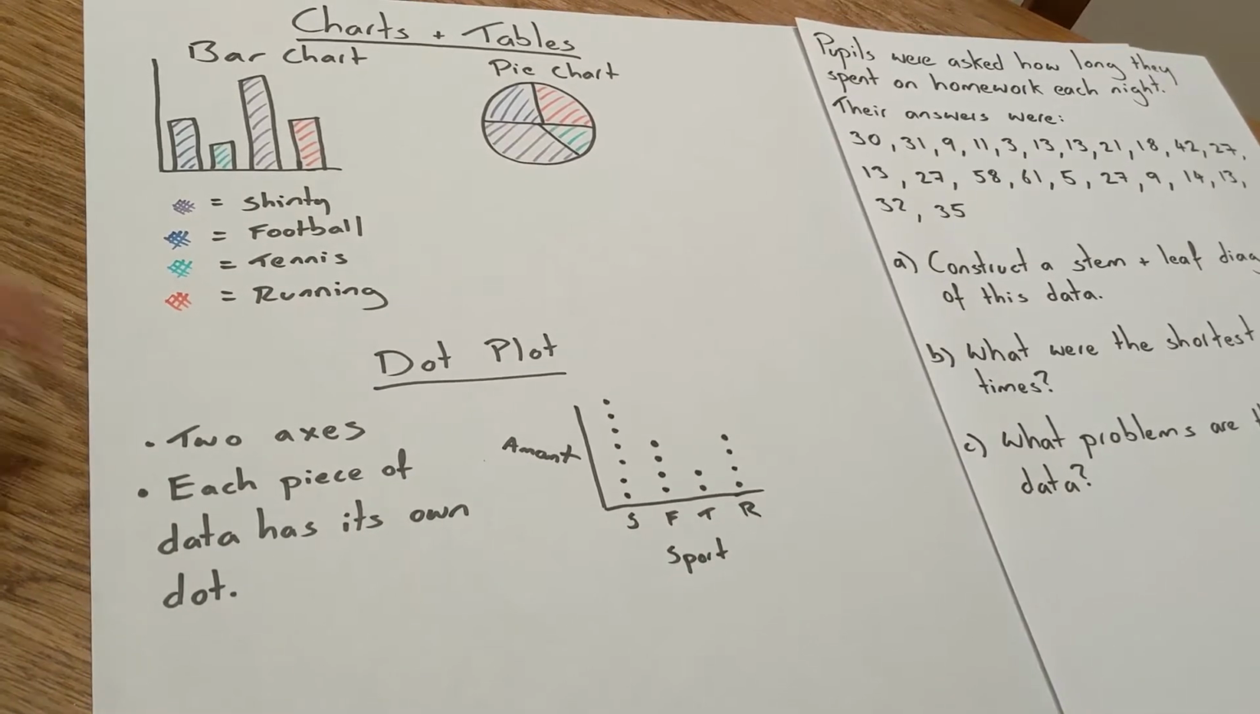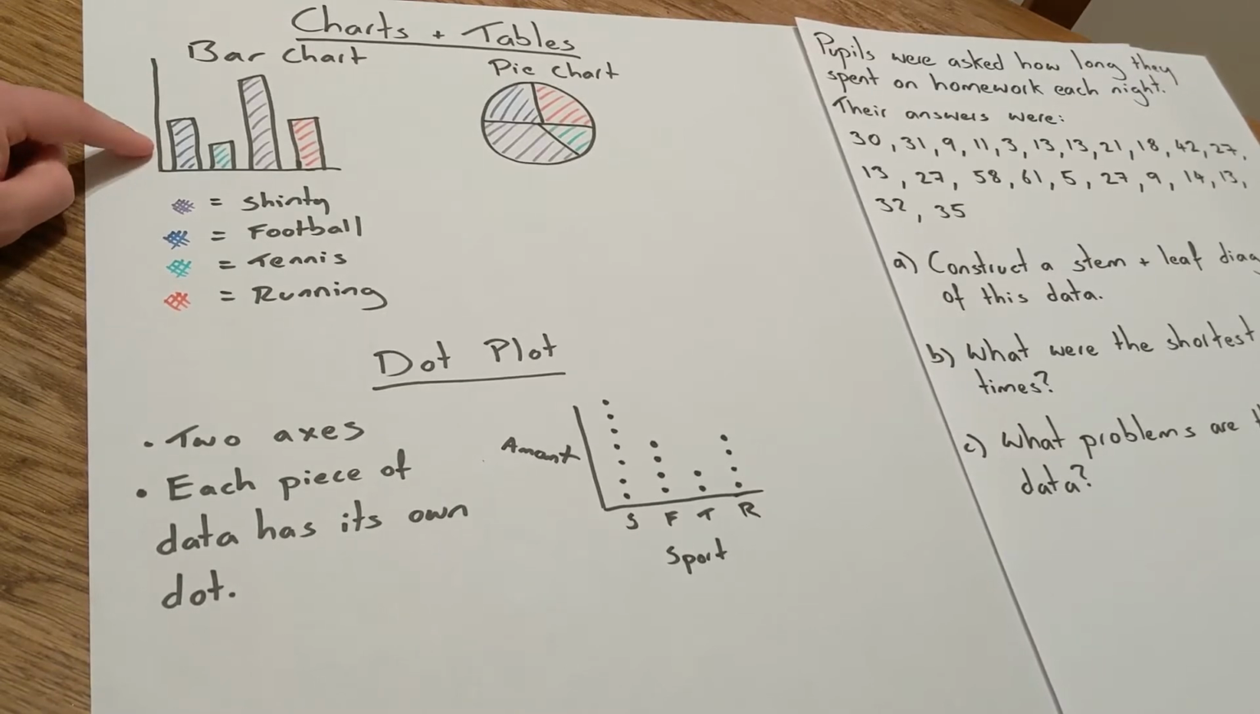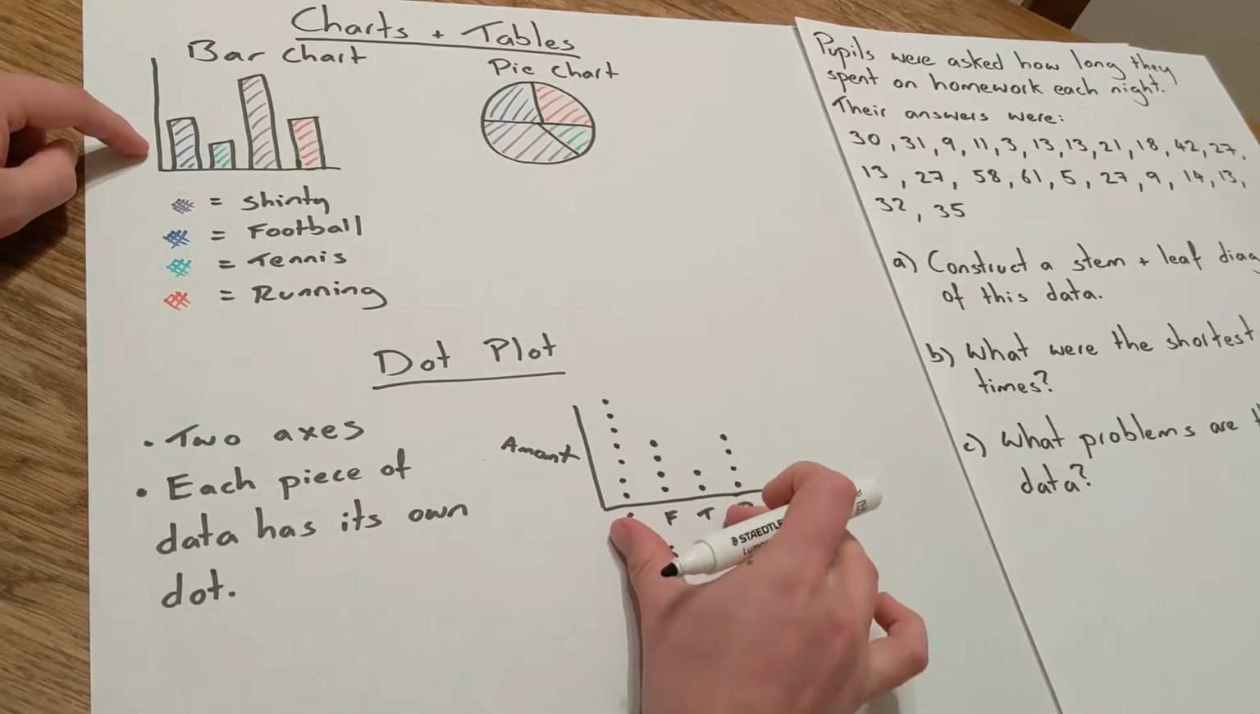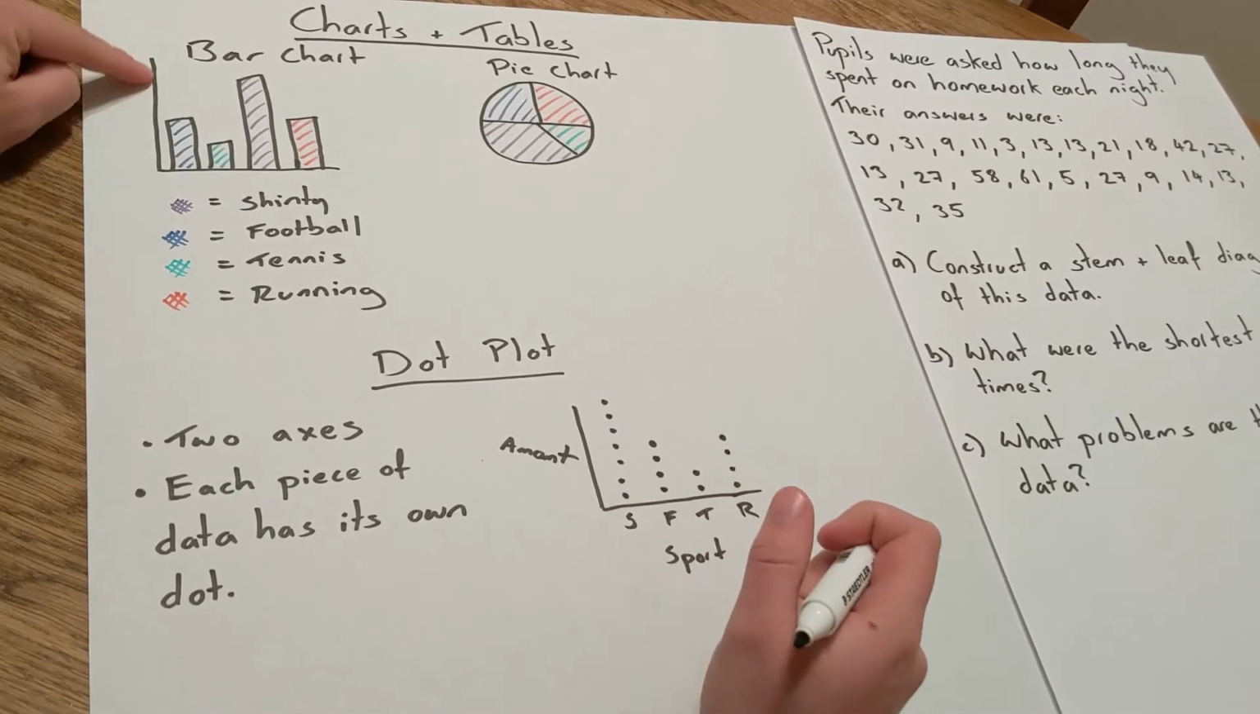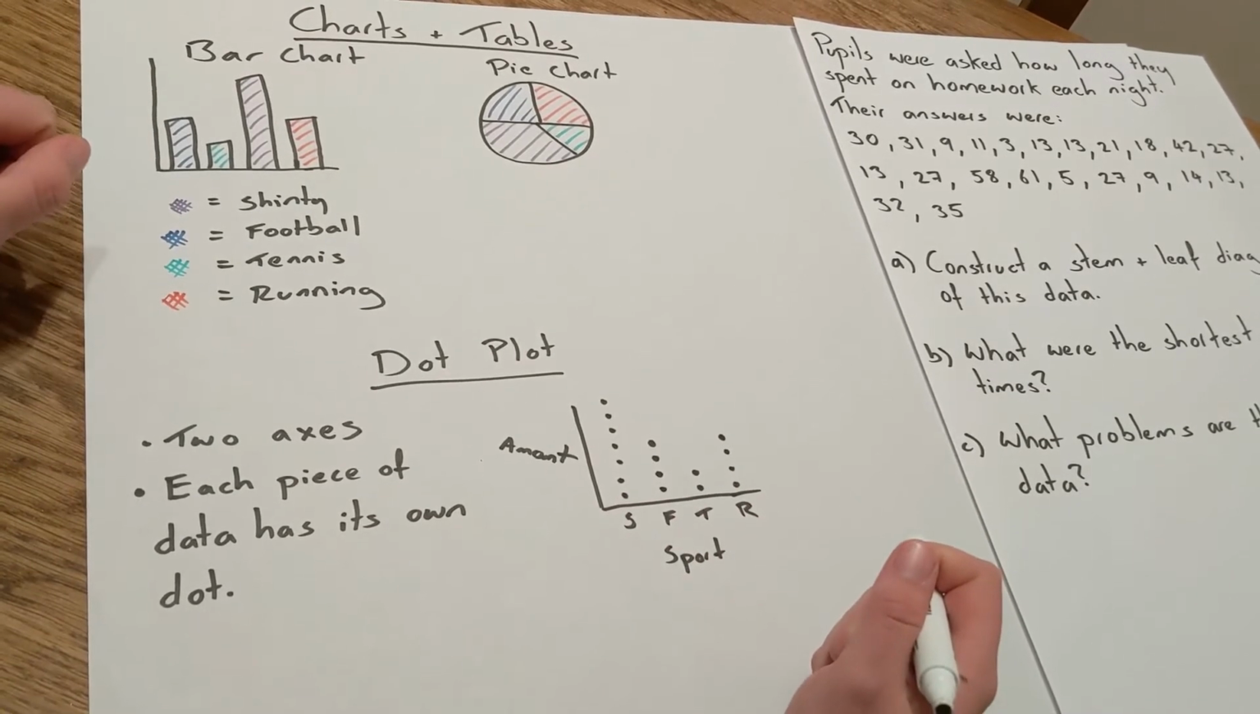So a dot plot is very similar to a bar chart, but it sort of condenses the information. So you can get numbers from it a wee bit easier without having to read values up the side.